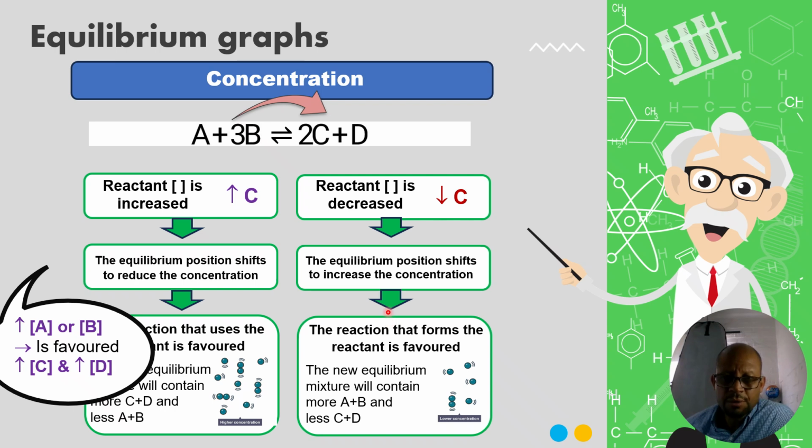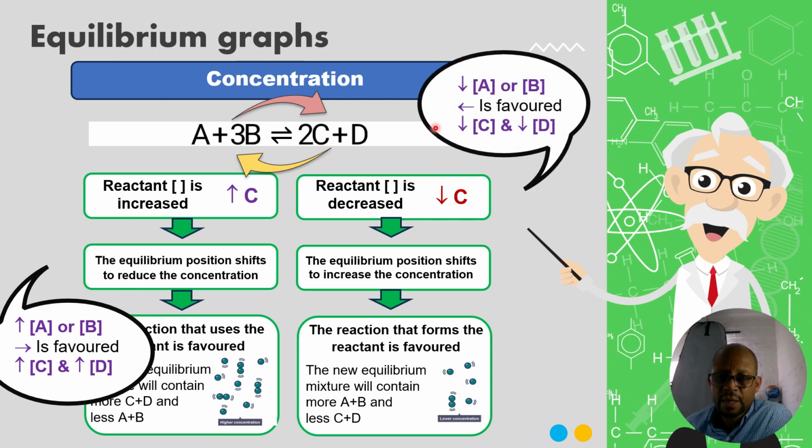The equilibrium is going to shift, and in doing so, it wants to increase the concentration, because we've originally decreased the reactant. The reaction that forms the reactant will be favored because initially we decrease the reactant. So the new equilibrium mixture that will be obtained will produce more of the reactants and it will produce less of the products. And in this case, the reverse reaction will be favored. Okay, and there we can see as indicated on the slide.